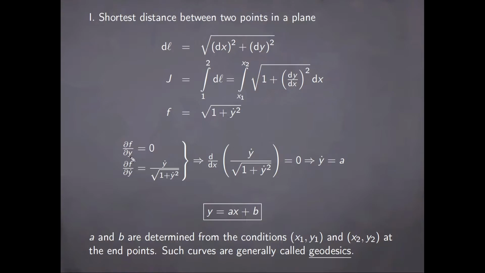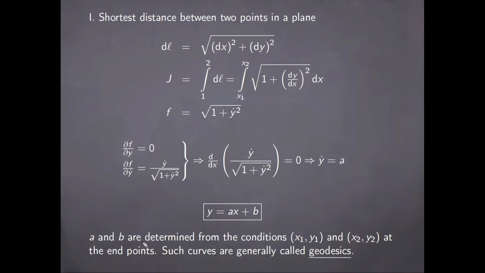So the derivative of f with respect to y is obviously 0. The derivative of f with respect to y dot is the one given here, and from the Euler equation it follows immediately that this quantity has to be constant, because its total derivative with respect to x must vanish, but this can only hold if y dot itself is a constant. And if y dot is a constant a, it means that y is a linear function of x. So generally it has the form a times x plus b, which is just the equation of a straight line.